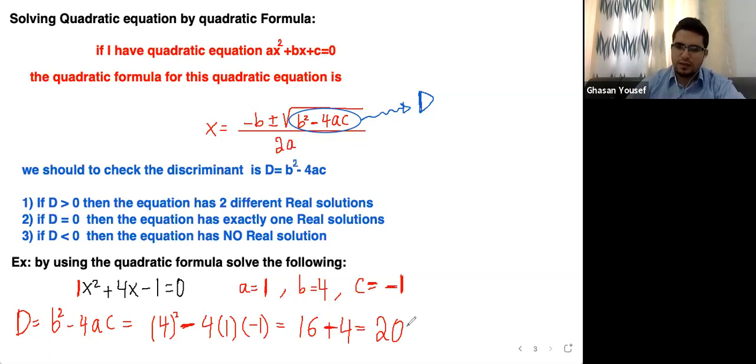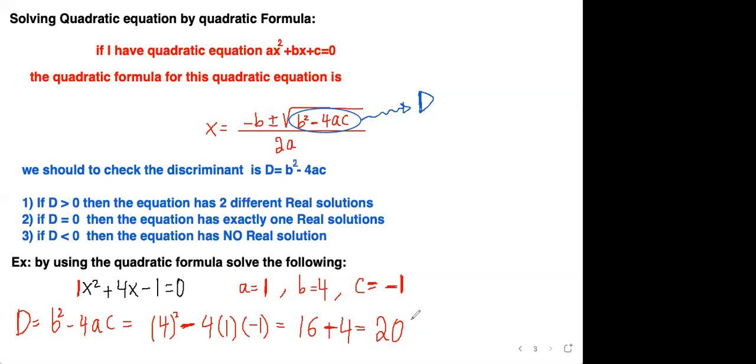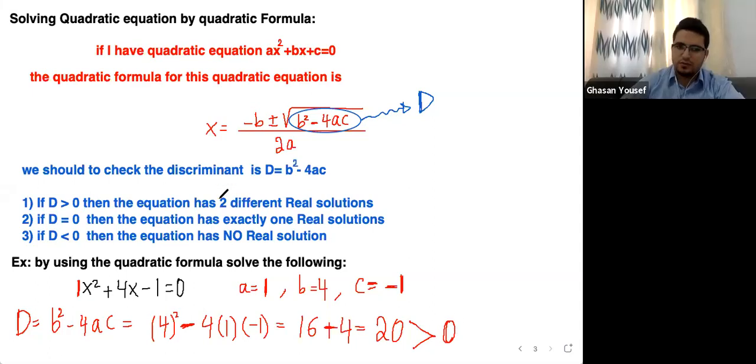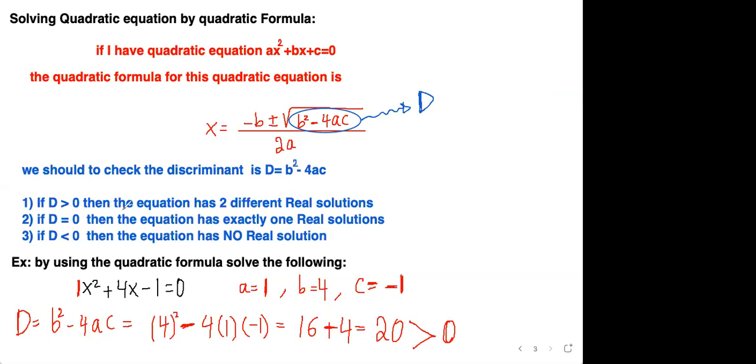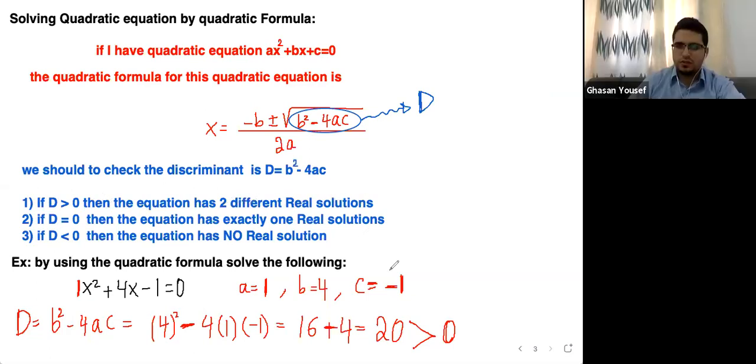Now, what do you mean by 20? The discriminant here is positive, right? It means it has two real solutions. Exactly. The first property: if D is positive, then the equation has two different real solutions.